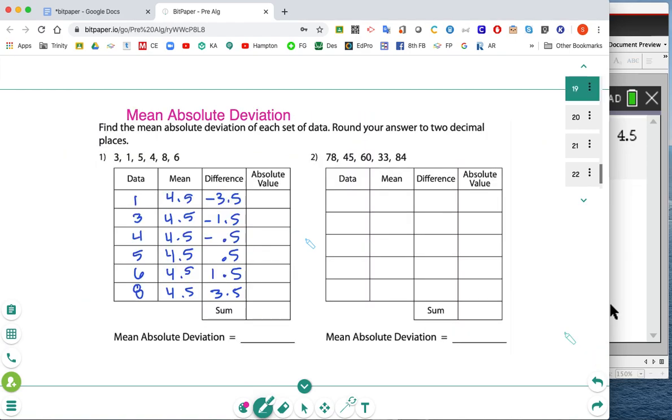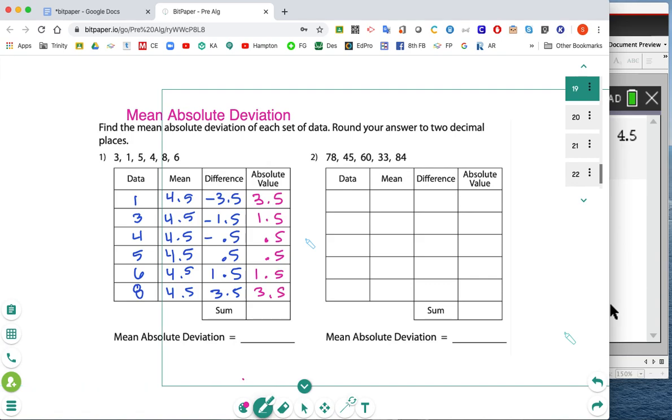So we're going to go ahead and fill in our absolute values. So the absolute value of negative 3.5 is 3.5. The absolute value of negative 1.5 is 1.5. Absolute value of negative 0.5 is 0.5. Absolute value of 0.5 is 0.5. Absolute value of 1.5 is 1.5. And absolute value of 3.5 is 3.5.